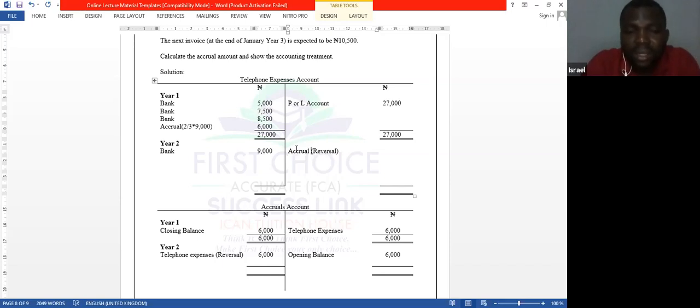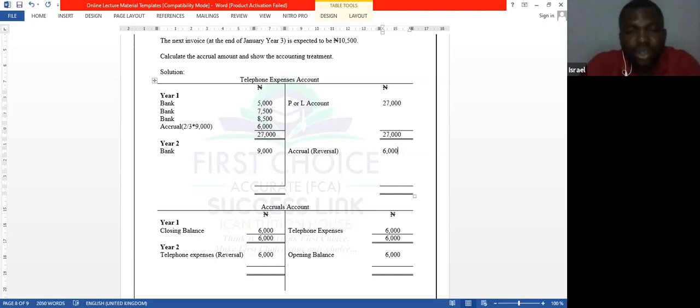That's 6,000. So what we have done here is that we have used that 6,000 naira minus 9,000 naira. I've netted off, so the actual value of telephone that we enjoyed in year two, in the month of January, is just 3,000 naira. That's what we have done. So what we only enjoy is 3,000, because 9,000 minus 6,000 will give us 3,000.